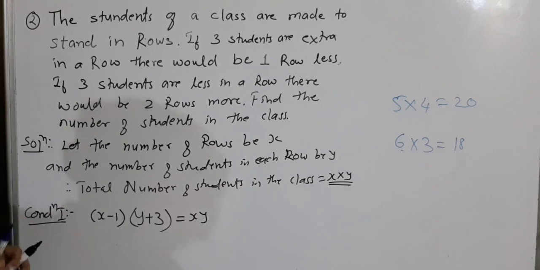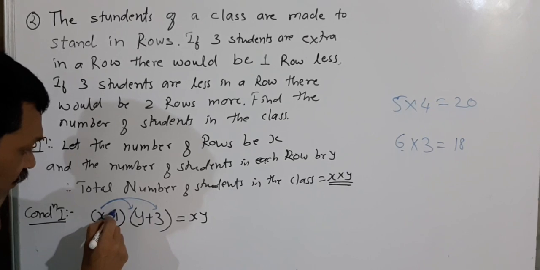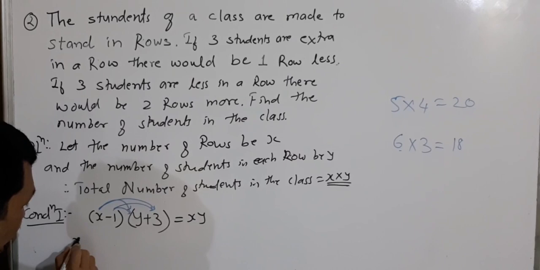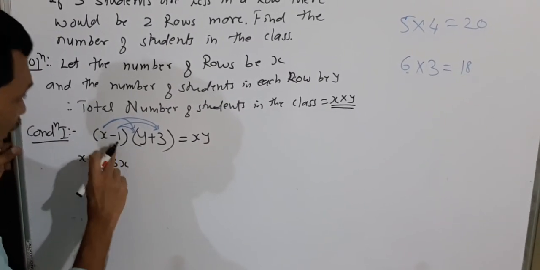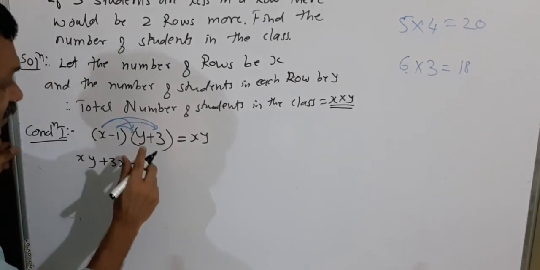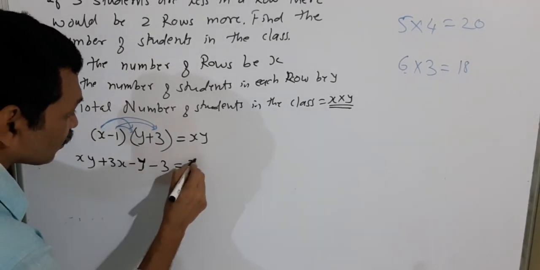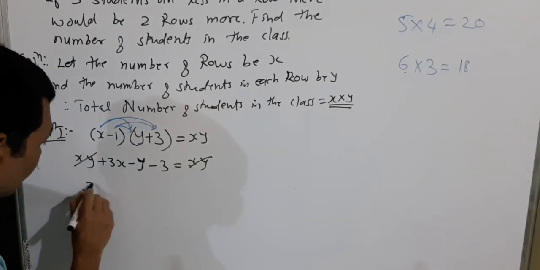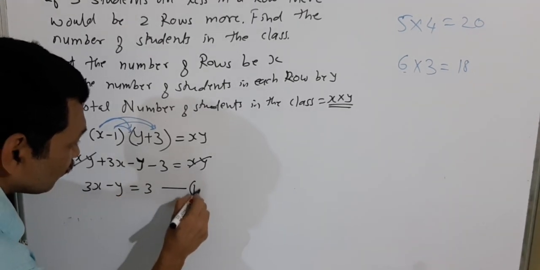So we'll simplify this. We know how to simplify binomial into binomial. So x into y, x into 3, minus 1 into y and minus 1 into 3. So x into y will give us xy. Then x into 3 will give us 3x. Minus 1 into y will be minus y. Minus 1 into 3 will be minus 3, which is equal to xy. So this xy cancels with this xy. So our equation 1 is 3x minus y is equal to 3. This is our equation 1.